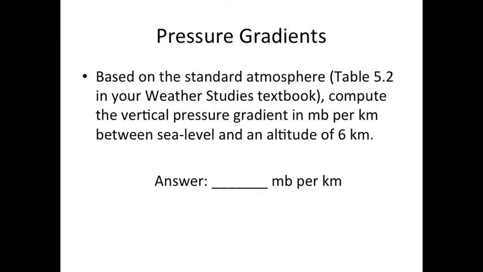Let's move on to pressure gradients. Let's take this problem. Based on the standard atmosphere, in regards to table 5.2 in your weather textbook, compute the vertical pressure gradient in millibars per kilometer between sea level and an altitude of 6 kilometers. Your answer should be in millibars per kilometer.